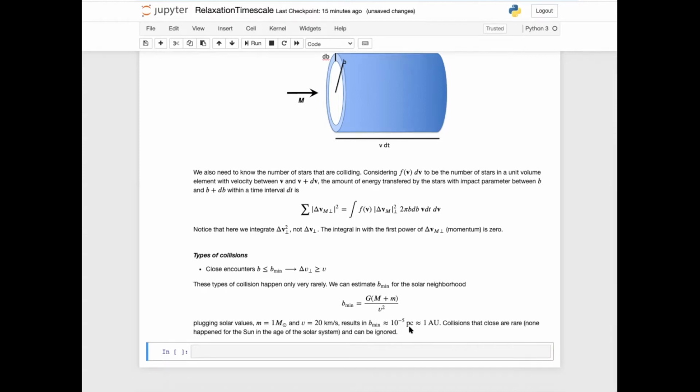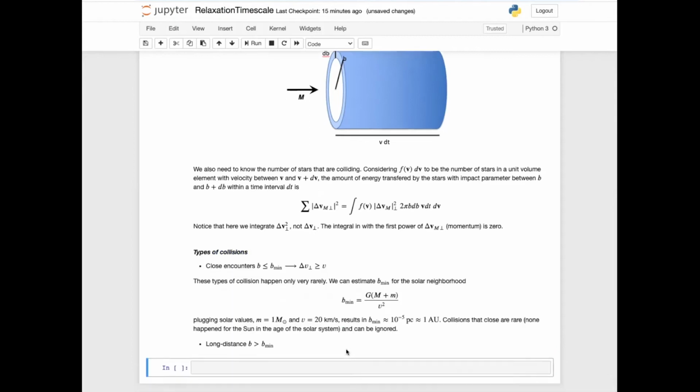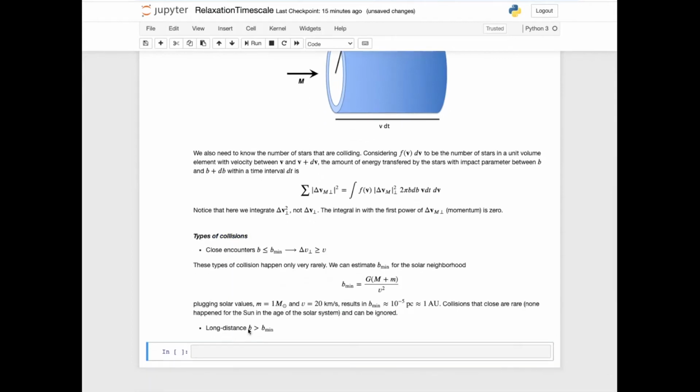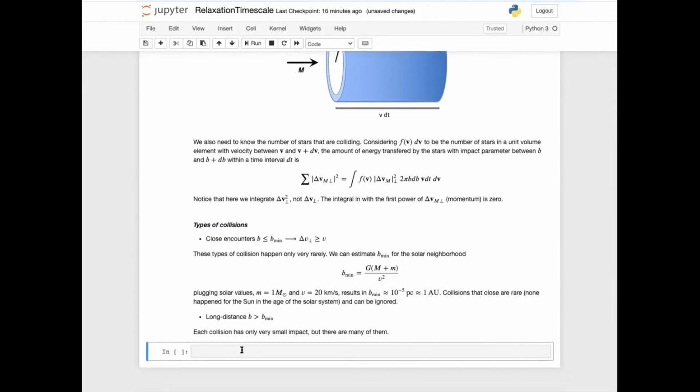So the other type of encounters would be long distance encounters. For long distance encounters, b is bigger than b min. So each collision has only a very small impact, but there are many of these. So to find their cumulative result, let's integrate from b minimum to b maximum.